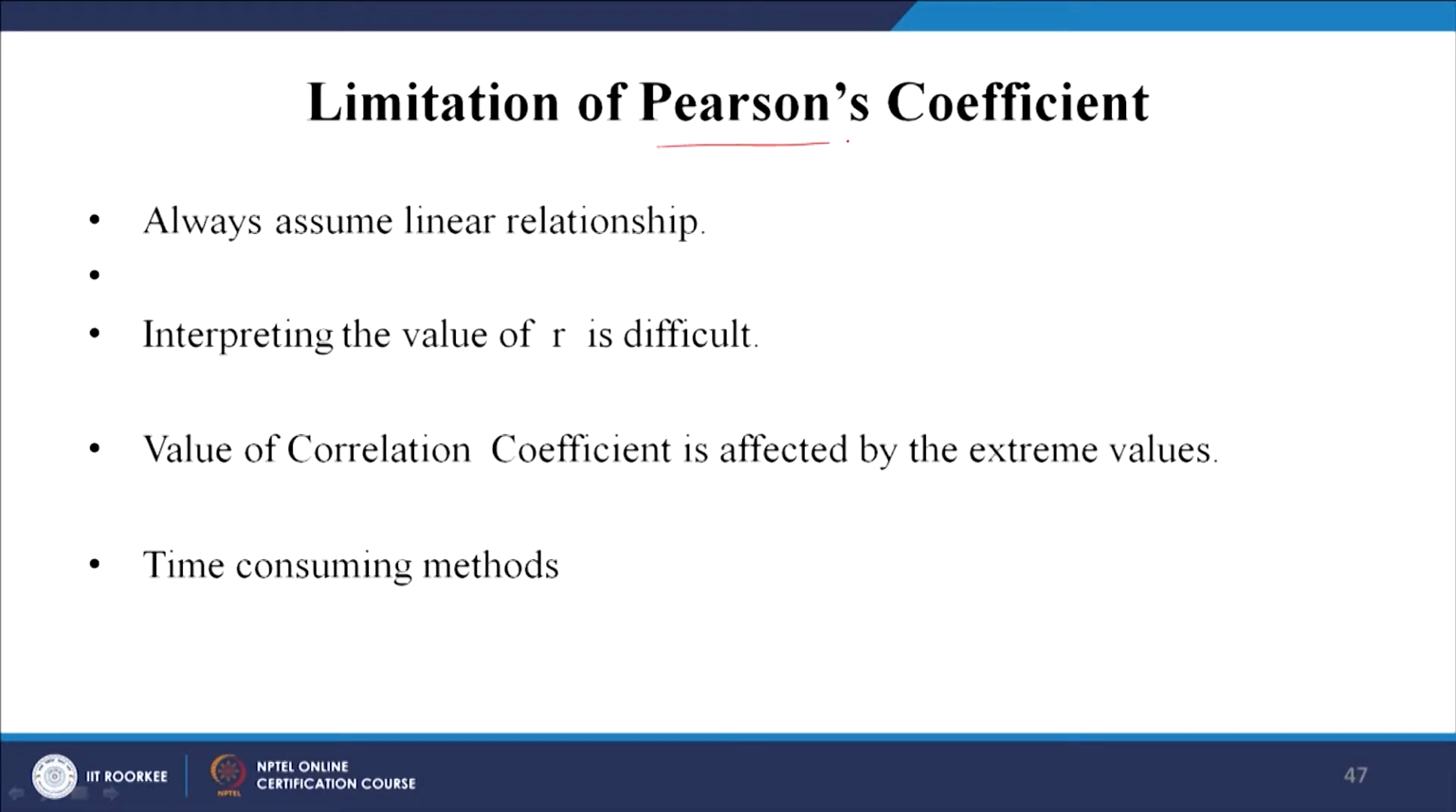What are the limitations of Pearson's coefficient? Does it have any limitation? Yes. First of all, it assumes a linear relationship. In life, I said earlier, most of the relationships may not be linear, they could be non-linear. Interpreting the value of R is sometimes difficult. Although we say if it is +1 it is extremely positive, -1 extremely negative, the interpretation is still a little challenging.